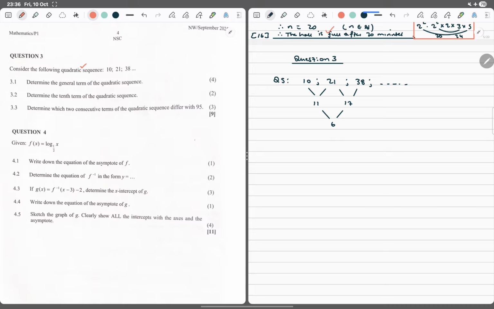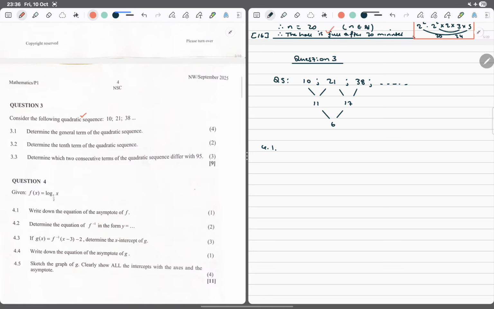Okay, so we don't need a second invitation for what we just did. So let's get to business, guys. Again, we can speed up here. Write down the equation. Determine the general term. Okay, guys, this is class work.